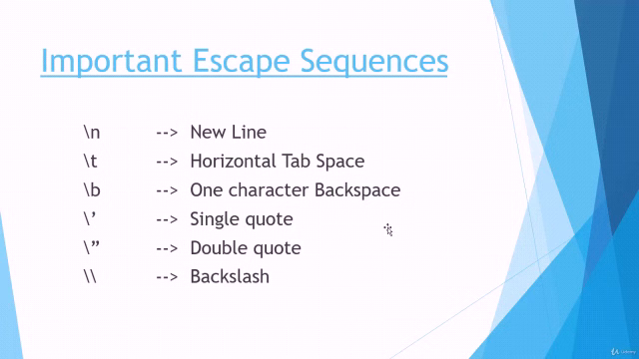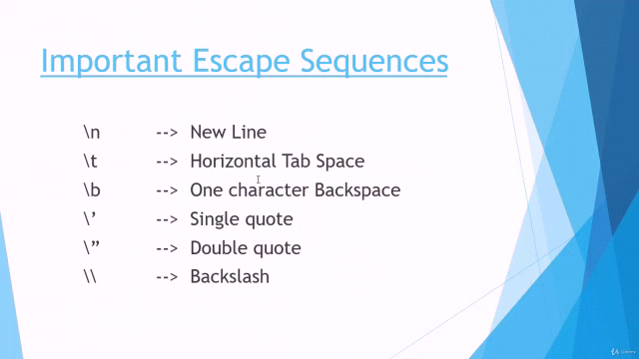Next we have \t, the horizontal tab space. For example, if we want to print a space between two strings or characters, one tab space, you can use the horizontal tab space. A tab space consists of 3 to 4 spaces. If you want to print one tab space, you definitely use \t, which is one of the most important escape sequences in Java.